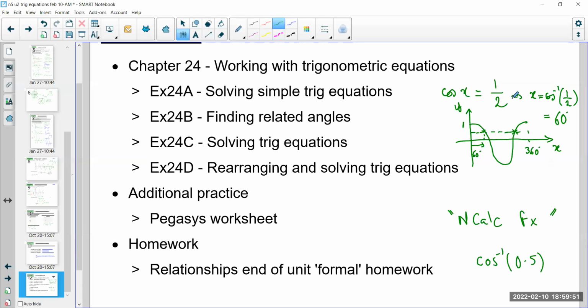So x equals 60 is one solution. But again, remember from 360, I should have a similar value, but 60 degree before 60. So what is 60 degree before 60? So that is one solution. The other solution would be 360 minus 60 degree, looking at my graph, and that is 300.